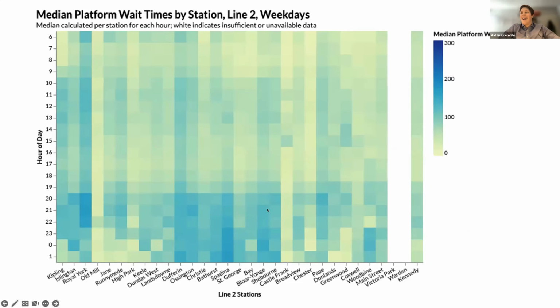Moving on to looking at the median platform wait times across the day. What you're looking at here is, on the y-axis, a representation of the hours of the day, and on the x-axis, moving through the line.